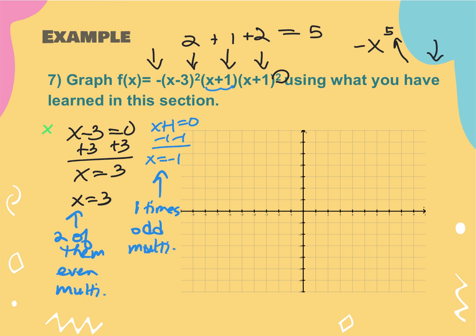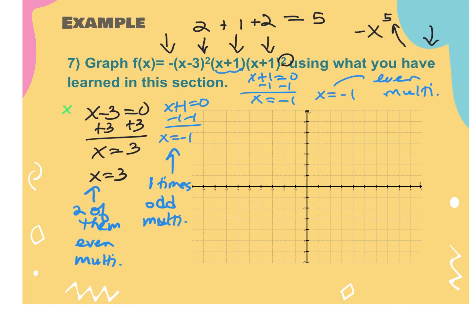And then the last one, x plus 1, and it's got an exponent of 2. So I'm going to get x equals -1 2 times. So this is even as well. And remember the even multiplicity, it's the bounce or the touch and turn. The odd is going to go through.